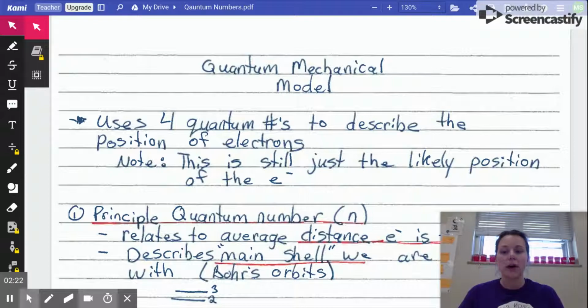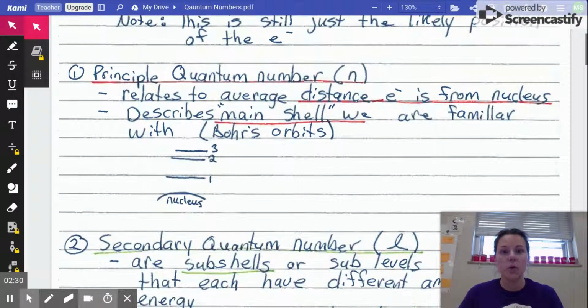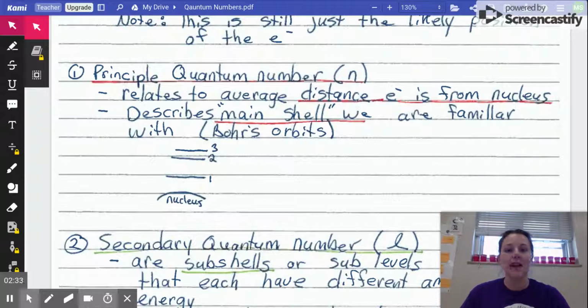So when we are describing the likely position of an electron, we use 4 different numbers. The first number is our principal quantum number. It's represented by n, and this relates to the distance the electron is from the nucleus. So this describes the main shell we are familiar with, that idea of Bohr's orbit. How far away from the nucleus can we find these electrons? So that's the principal quantum number n.